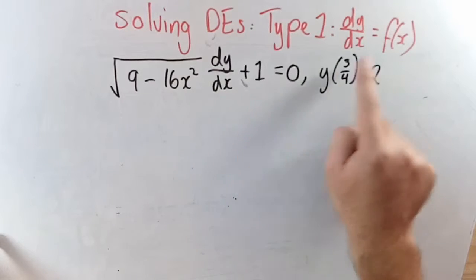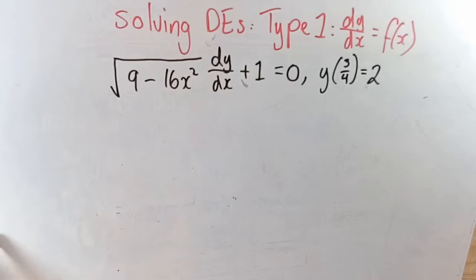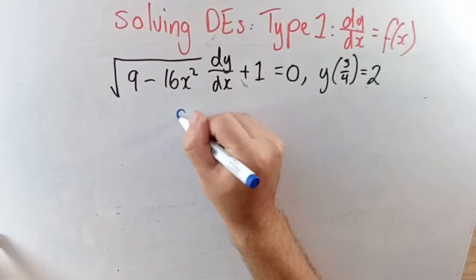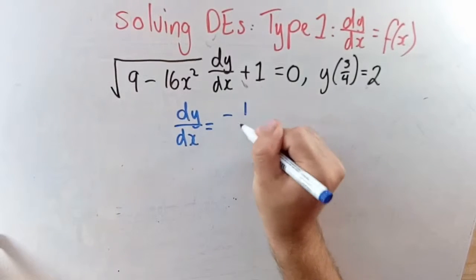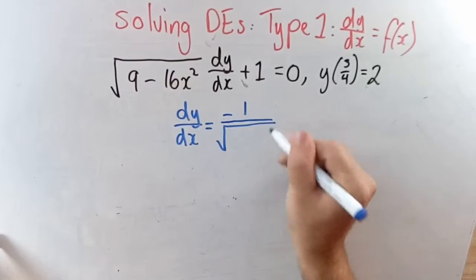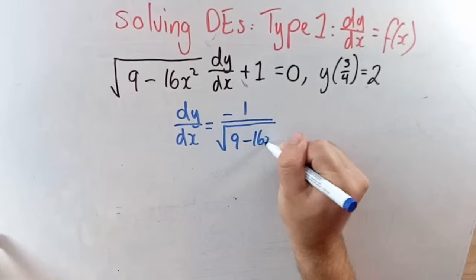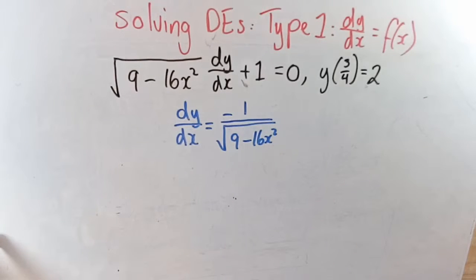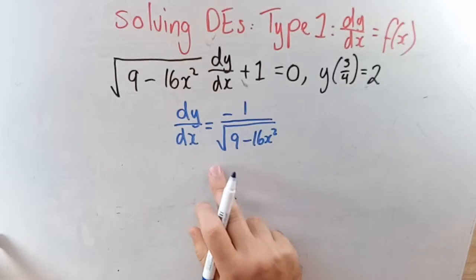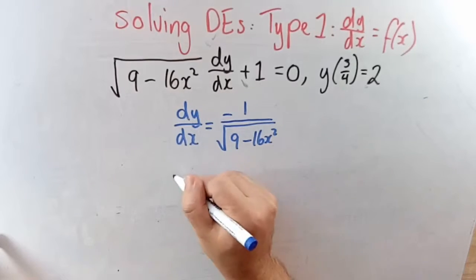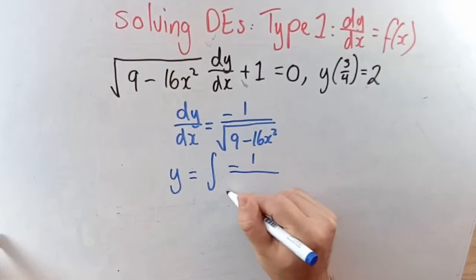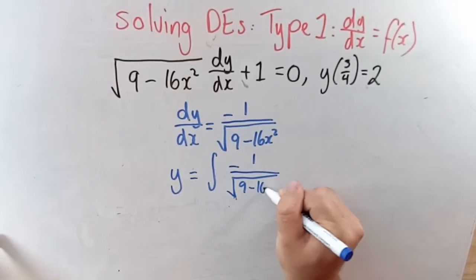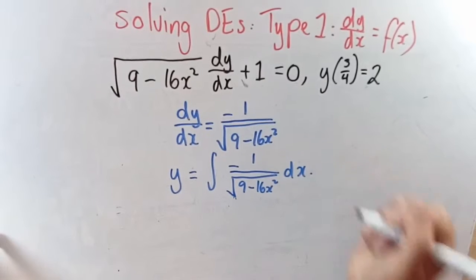And we should be able to rearrange this so it's in the form dy/dx equals some function of x. So let's try that. dy/dx equals -1 over the square root of 9 minus 16x squared. Now these are quite easy to solve. All we need to do is directly integrate this function.